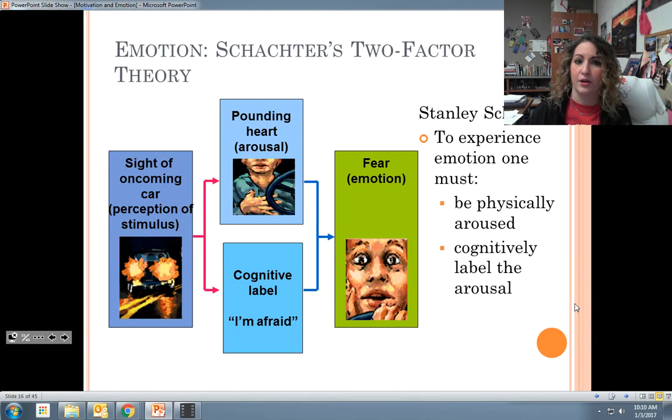You think, why don't most researchers agree with this one? There's a lot of primal emotions that you're not necessarily thinking about the emotion that you're experiencing until after. It's possible that you experience disgust immediately without thinking, what is the smell? The smell is revolting. I'm experiencing disgust.